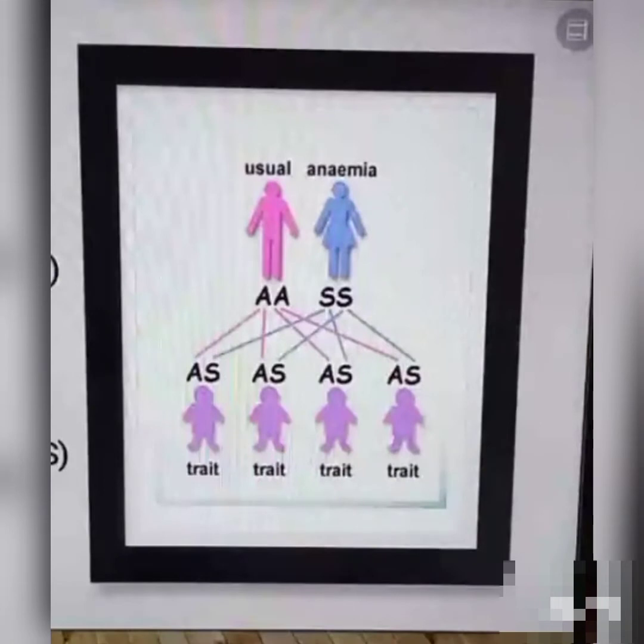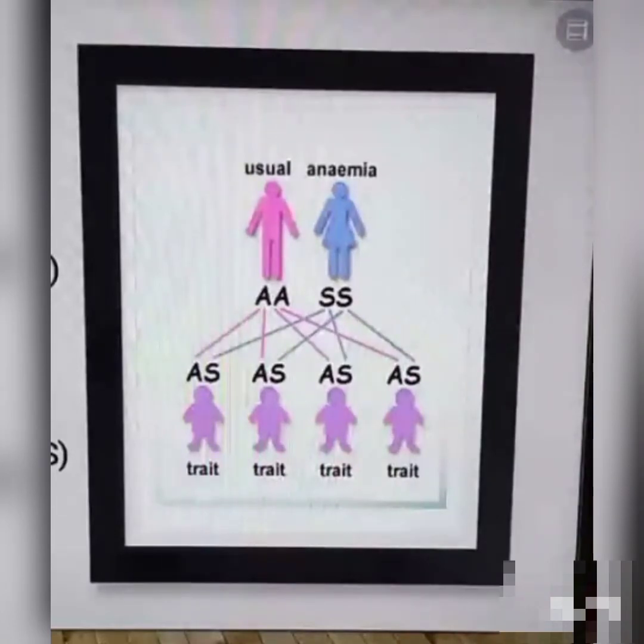The man is completely normal and the woman has sickle cell anemia. It can be either way around. All their children have the trait, but all these children are going to be normal, healthy children. They just have the trait. They will not manifest the disease.